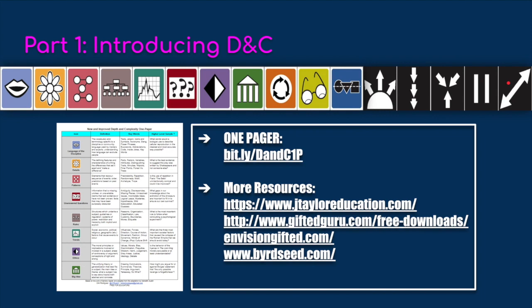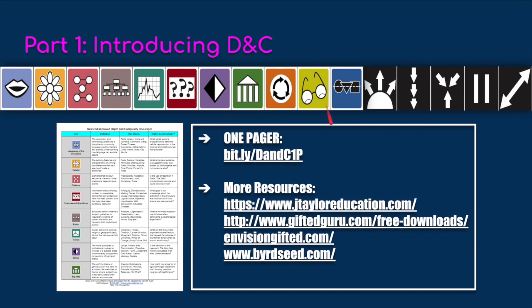So to better understand what each of these icons means, you can click on this bit.ly link here and it will take you to this one pager over here. Okay, and that gives you the icons themselves, the definition of the icon, some keywords and synonyms for the name of the icon, and then also I've written a higher level question just to give you an idea of how you connect the icon and the lens, the thinking skill that the icon indicates to a question.